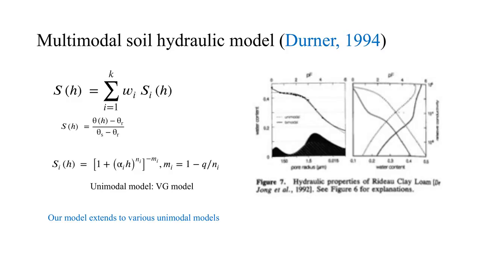Dr. Durner proposed a multimodal water retention function. In this function, S of h represents the effective saturation and is expressed as a linear combination of van Genuchten models, each serving as a sub-retention function. In this figure, a bimodal function is used, resulting in two distinct peaks in the pore size distribution. Our model extends Durner's approach by incorporating a variety of unimodal models.